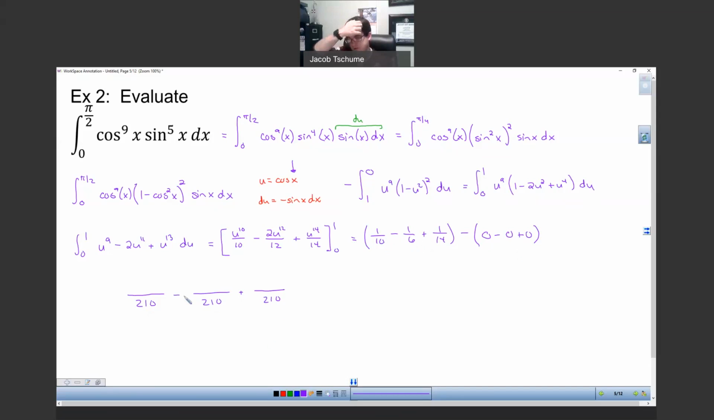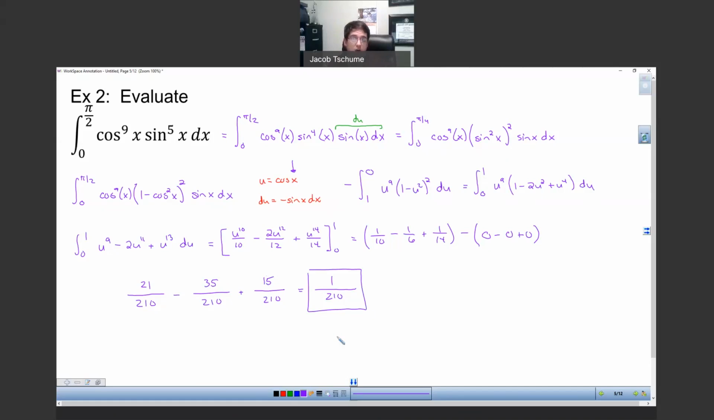All right, so let's see. 10 goes into 210 21 times, so that would be 21 over 210. 6 goes into 210, let's see, 10, 20, 30, 35 times. And then 14 goes into 210, looks like 15 times. All right, and then if you combine all of your numerators here, 21 minus 35 is negative 14, and negative 14 plus 15 is 1. So your final answer is going to be 1 over 210. And that would be your final answer for this definite integral using sine and cosine.